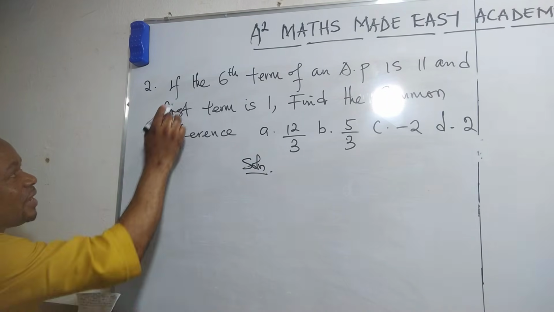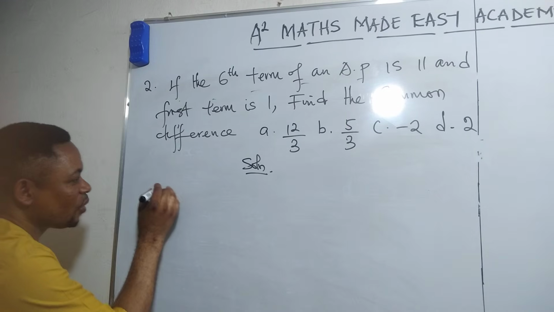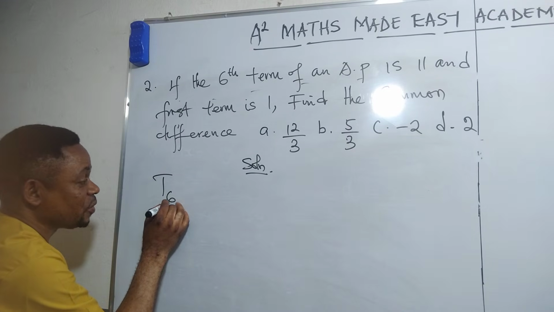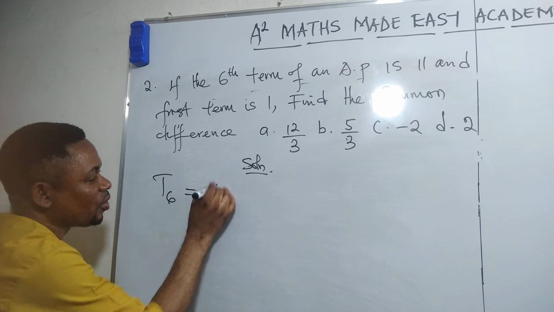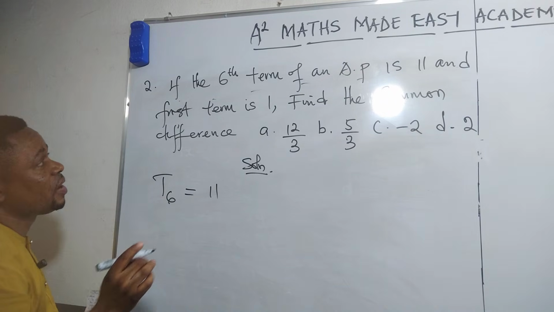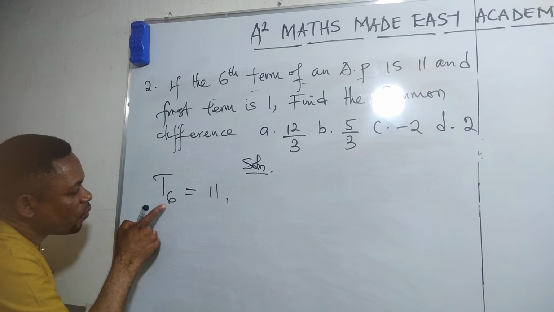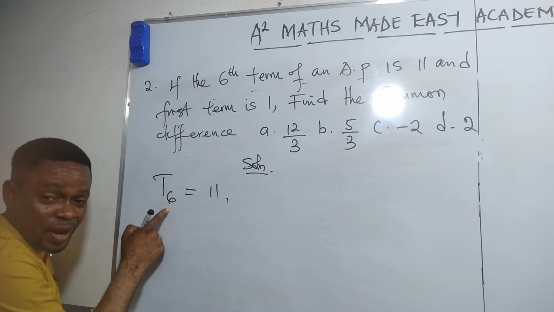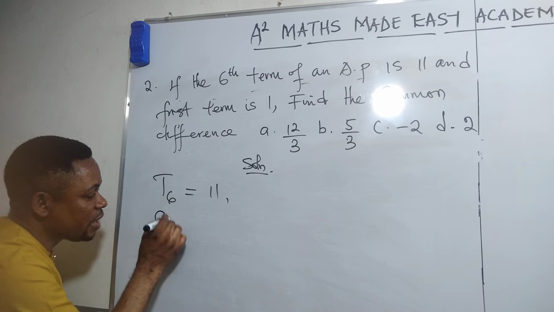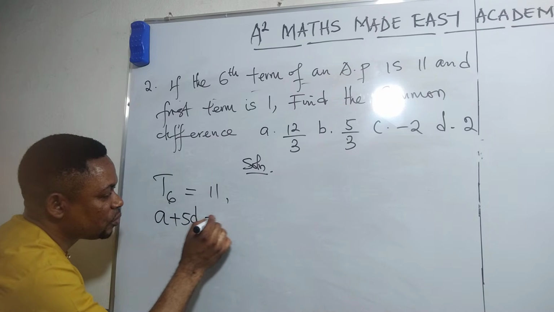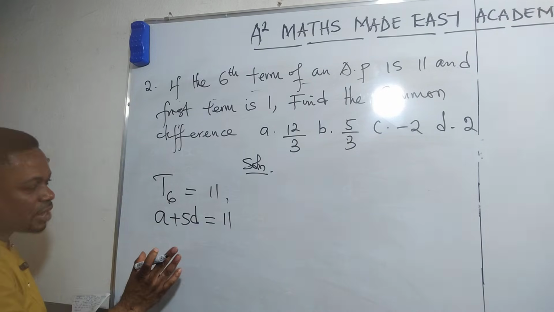Now let's take it again. If the sixth term of an AP, you take T subscript 6, is given as 11. Are you with me now? And the first term is 1. So first of all, what is the formula for the sixth term of an arithmetic progression? It is A plus 5D, which is equal to 11. That is how you arrange it.